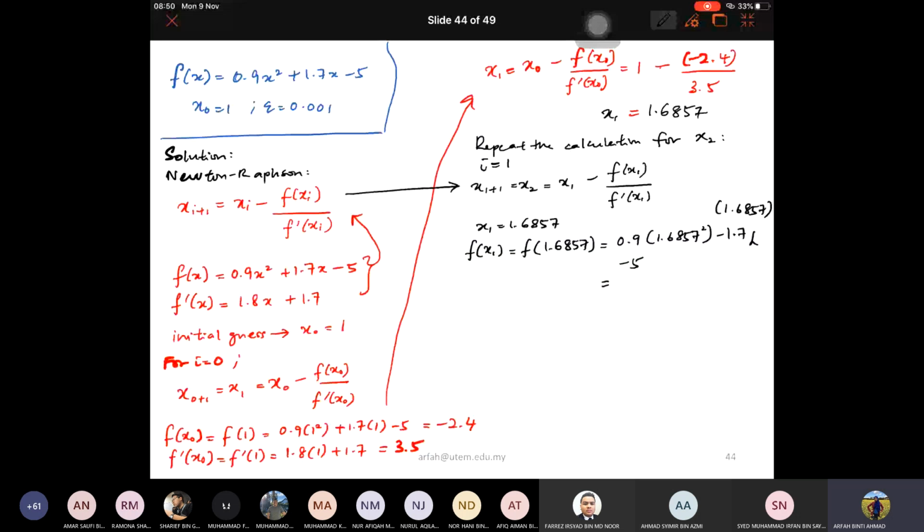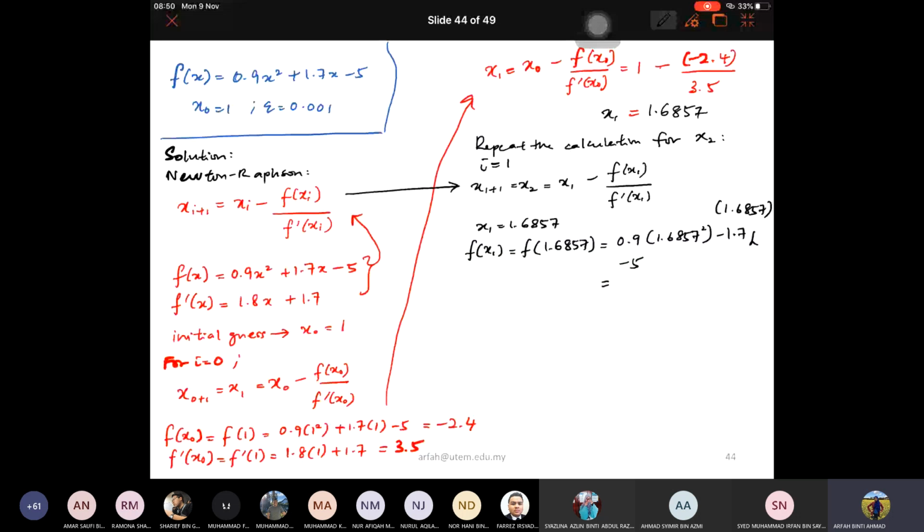Ada jawapan lain? 0.4231. Ni betul jawapan. Sebab apa? Sebab orang perempuan selalu betul. Woman always right. Okay. Tapi jawapan yang dia bagi memang betul. So 0.4231 awak gantikan, sebab this one ada tolak 5 ni. Saya tak muat. Saya tulis dekat bawah tu.